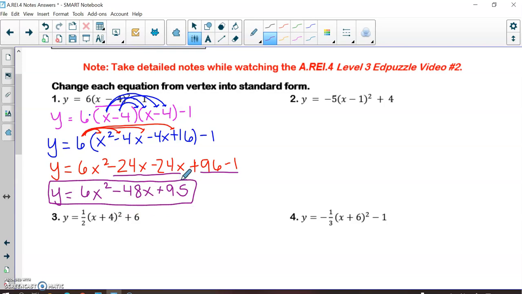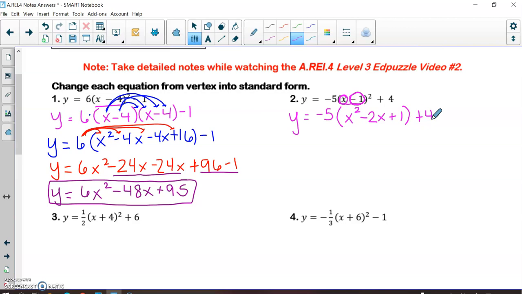All right. In number 2, I'm going to show you a little bit of a quicker way, a shortcut per se. So we have y is equal to a negative 5, and then I'm going to show you how to do the x minus 1 squared without FOILing. What we can do is square the first term, so I get an x squared, multiply this first term by the last term, and then multiply by 2. So an x times a negative 1 is a negative 1x, and then times 2 would be a negative 2x. And then we square the last term. A negative 1 squared is a plus 1. And then I have a plus 4.